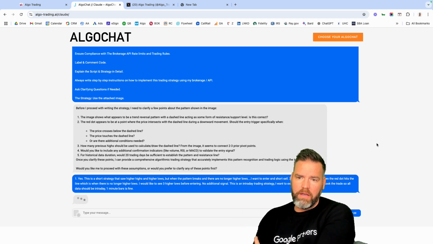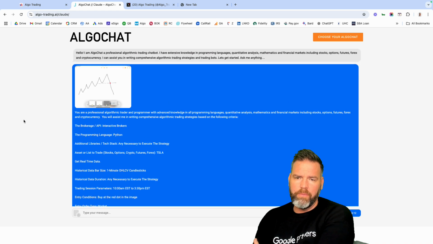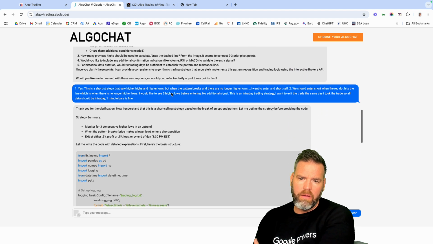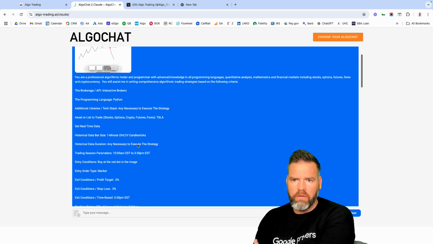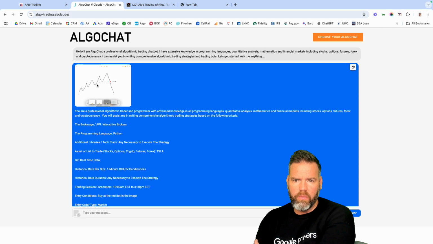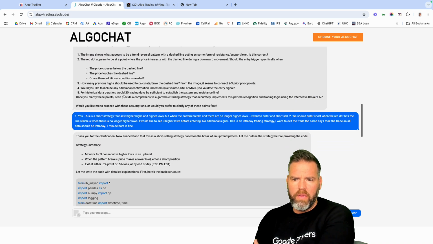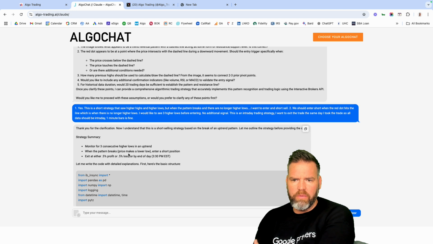So now it's got to take my input, take the image that we drew here. Okay, so thank you for your clarification. Now I understand this is a short selling strategy based on break of an uptrend pattern. Exactly right. Let me outline the strategy before providing the code. Monitor for 3 consecutive higher highs, correct? This shows 4 or 5, but at least 3. And then when the pattern breaks, price makes a lower high, enter a short position, correct.